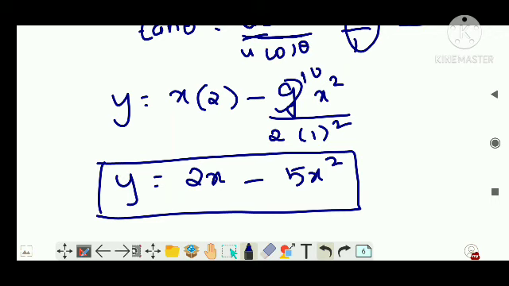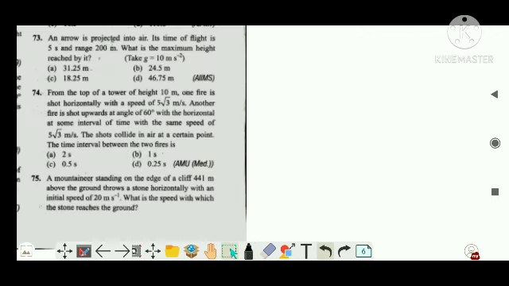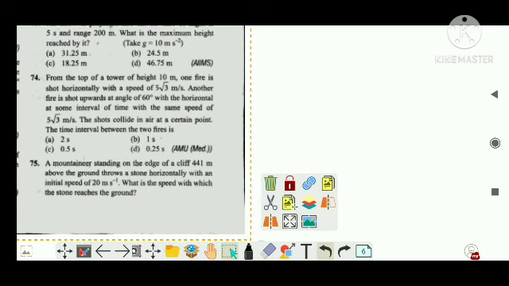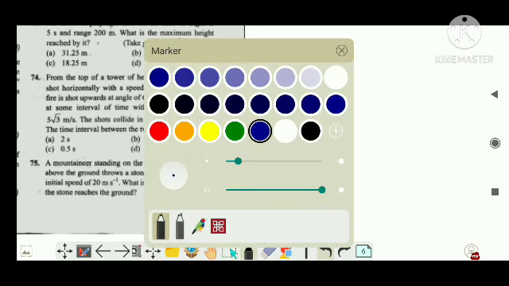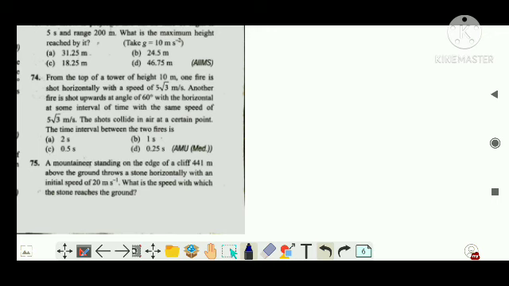Okay, fine. We'll do a very good question, the 74th. Read the question. From the top of a tower of height 10 meter, one fire is shot horizontally with a speed of 5√3 meter per second. Another fire is shot upwards at an angle of 60 degree with the horizontal at the same interval of time with the same speed 5√3 meter per second. The shots collide in air at a certain point; find the time interval between the two fires. Pause the video, read the question and try to do it by yourself first. Then you will look at how I have done.